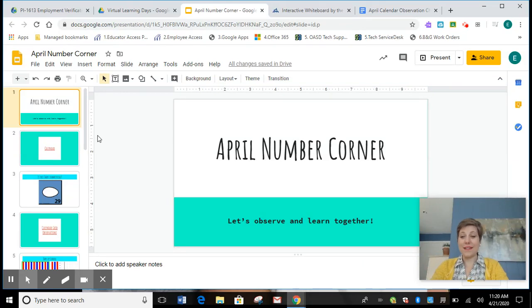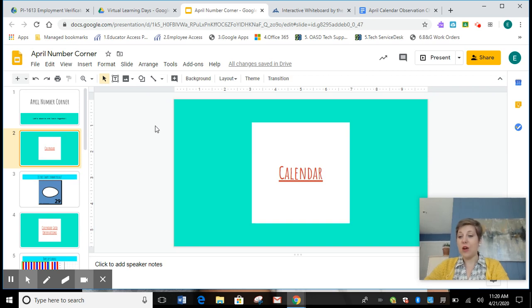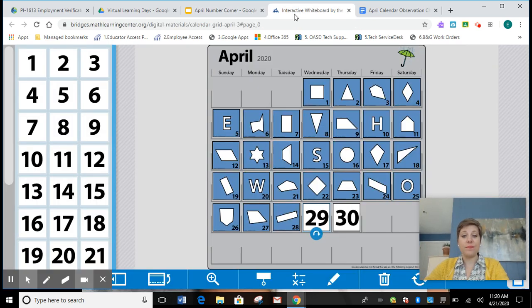Good morning, first graders, and welcome to April Number Corner. Let's jump right in. As always, we're going to start with our calendar. Today, it is April 29th, 2020. And when I turn over today's calendar marker, it looks a lot like an egg.